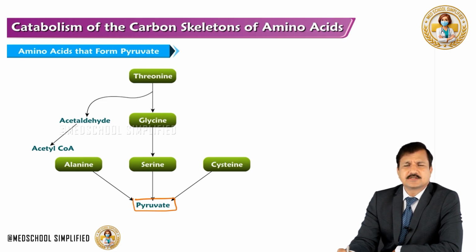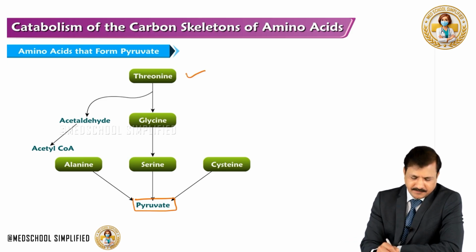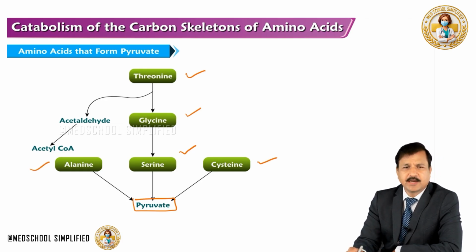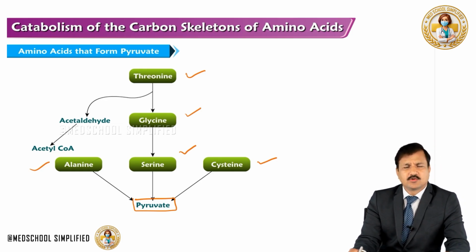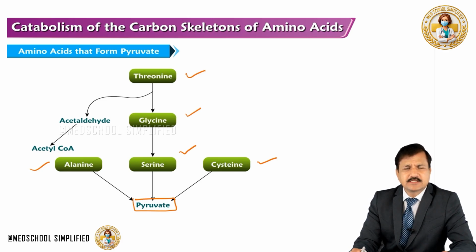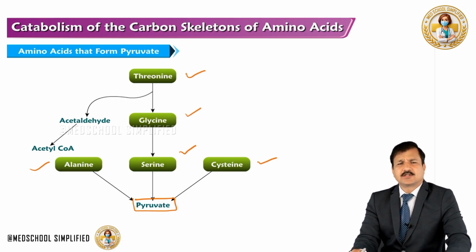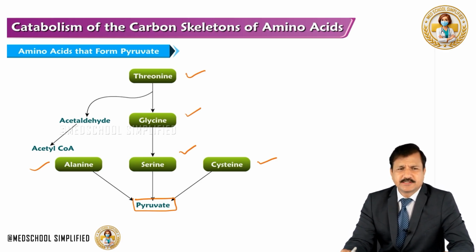That is threonine, which is converted to glycine, and glycine further converted to serine, and serine going into pyruvate. So threonine, glycine and serine make pyruvate. On the other side, cysteine and alanine make pyruvate. Also note that threonine can go towards acetaldehyde and acetyl-CoA formation. So threonine can also make ketone bodies by giving acetyl-CoA.